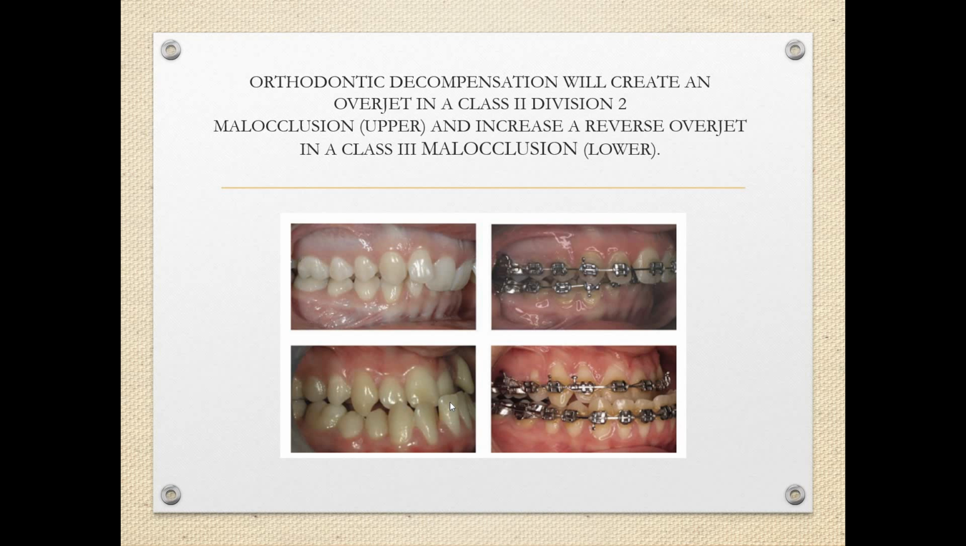Class 3 cases are often associated with the opposite situation. The upper incisors are proclined, whilst the lower are retroinclined, and presurgical orthodontic mechanics are required to reverse this position and produce a reverse overjet.